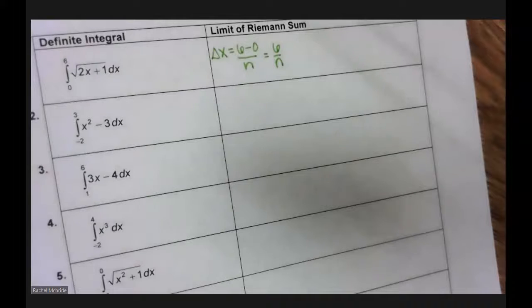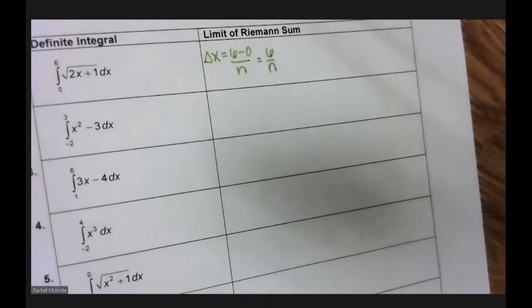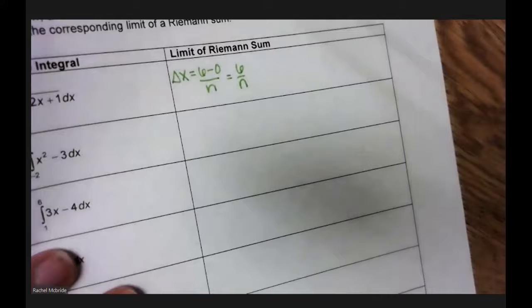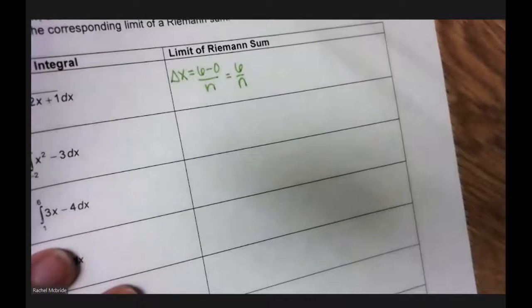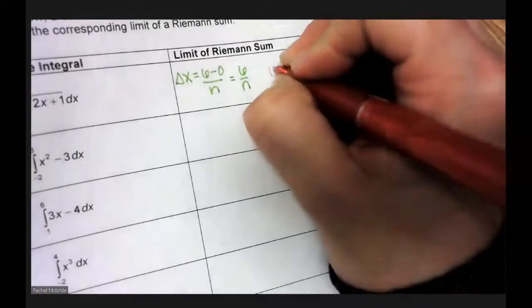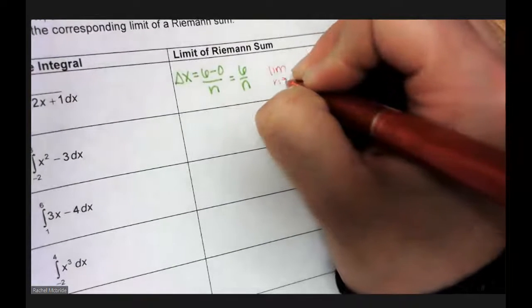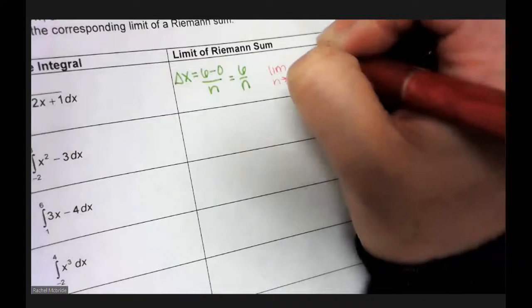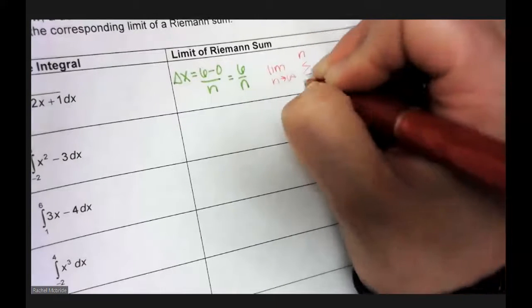So when I go to write that as a Riemann sum, that represents my delta x. The Riemann sum limit never changes. So it's always going to start as the limit as n goes to infinity with the sum, n on top, i equals 1 on bottom. That part of the Riemann sum never changes.